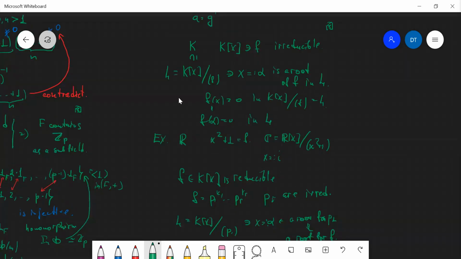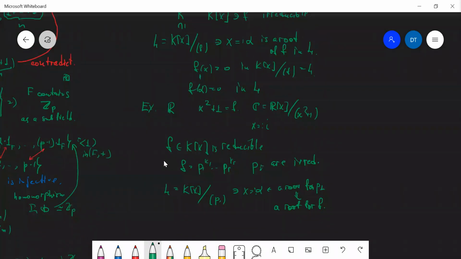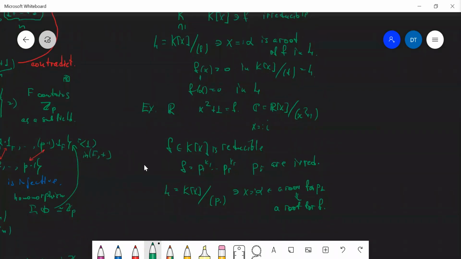For an irreducible polynomial, you just consider K[X] over F, and this is a field. If F is reducible, the quotient is not a field. We already know this. But if you take its prime divisor, an irreducible divisor, and repeat the same procedure for an irreducible divisor of F, then you will get a field, and the element X here will be a root for the initial polynomial F.